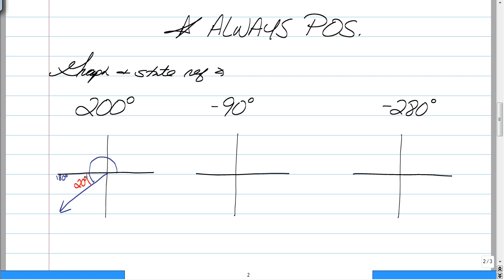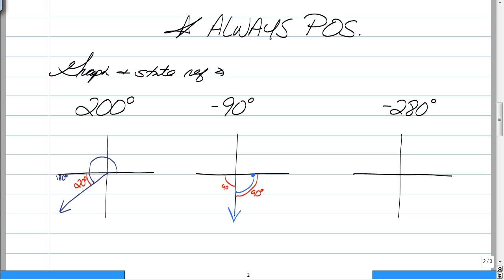It's how far you are from the x-axis, and it's always positive, and it's always going to be acute, less than 90. The next one, negative 90 degrees. So we're starting here, and we're going to go right here, and that's it. We're done. So how far away are you from the x-axis? And again, you're 90 degrees away from the x-axis, actually no matter which way you go either. So your reference angle for this one is 90 degrees.